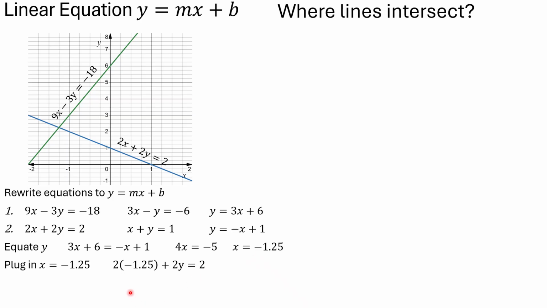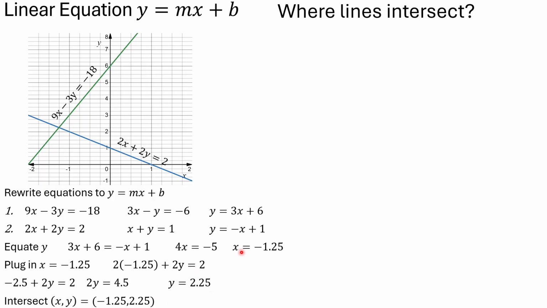So let's see, which way did I do it? I use this form right here, right? So I said 2 times x, where x is -1.25, plus 2y equals 2. So now I just need to solve for y. So 2 times -1.25 is -2.5. And 2y equals 2. I move -2.5 to the right side, so plus 2.5. 2.5 plus 2 is 4.5. So I have 2y is equal to 4.5. And so I divide by 2 on both sides. I get y is equal to 2.25.